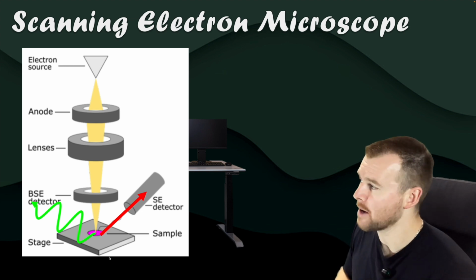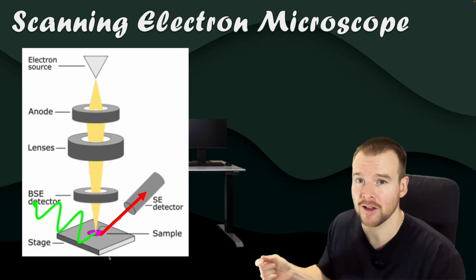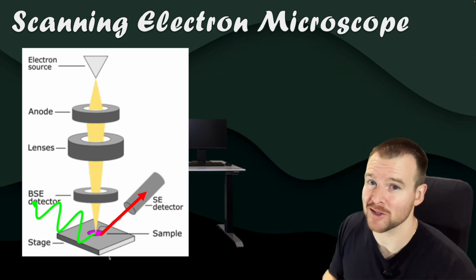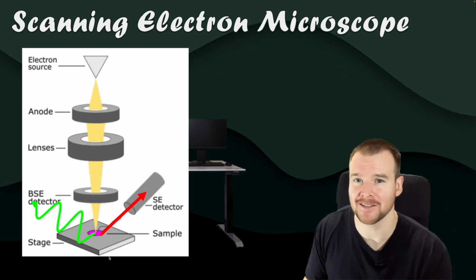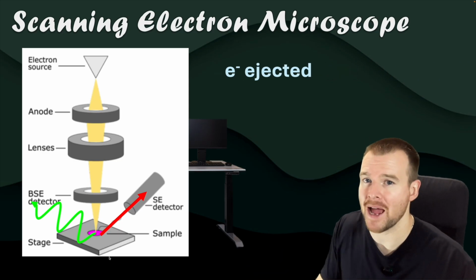So you're looking at a piece of jewelry. Is it actually gold or is it made of a different metal? You can figure that out with the scanning electron microscope, or anything else you're looking at. So a little bit of a different microscope. It's ejected electrons instead of passing through.